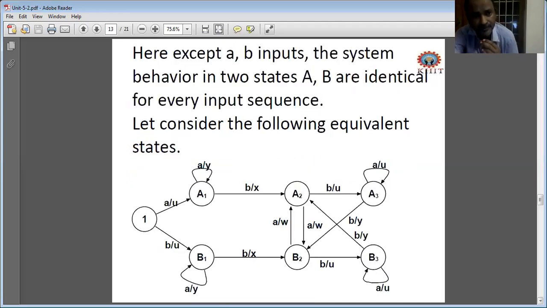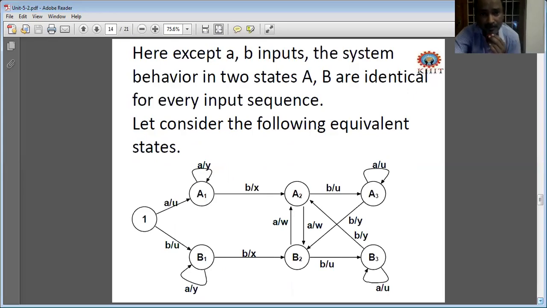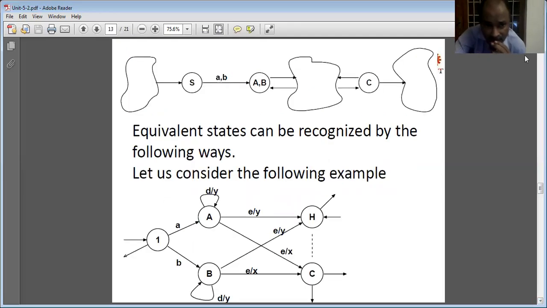Now here, except AB inputs, the system behavior in the two states A, B is identical for every input sequence. Yes or no? Except the AB input sequence, the remaining inputs are the same. See here, from A to H is E, then B to C is E, then B to H is E, then A to C is E. So all inputs are the same.